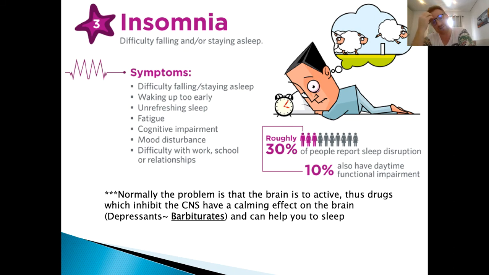environmental factors, living in a more stressful society with more pressures on us, more responsibilities that could have a cognitive effect on our ability to relax at night and fall asleep. So normally the problem is the brain is too active. Anxiety is basically the same thing as having a too active brain, and so most of the time when we try and fix someone with anxiety or insomnia, we're trying to inhibit the CNS. We're trying to shut off some of those neurons. And so we use things like depressants, like barbiturates, essentially to help slow down that brain activity and help them fall asleep, but also help people with anxiety.